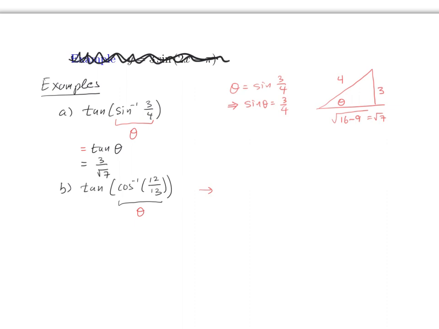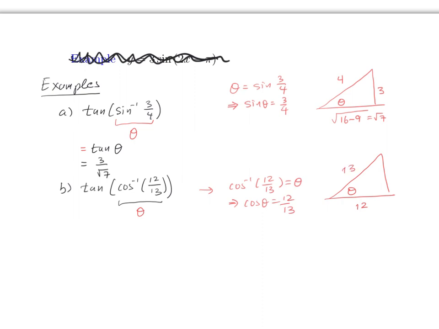So before you do the triangle, that means that cosine inverse of 12 over 13 has to equal some angle. So that means cosine of theta has to be 12 over 13. And then create a triangle, keeping in mind this is theta. Notice that cosine is the adjacent over the hypotenuse.